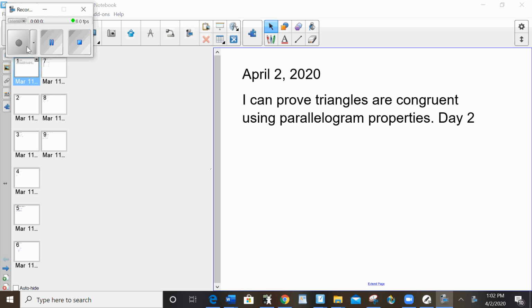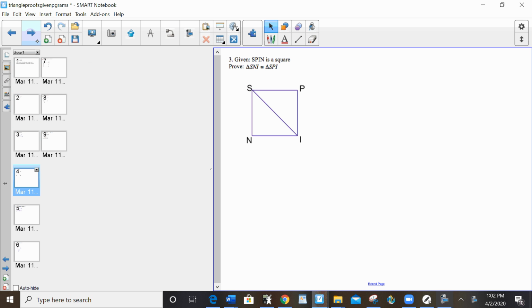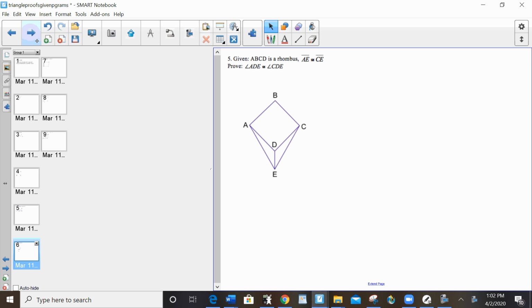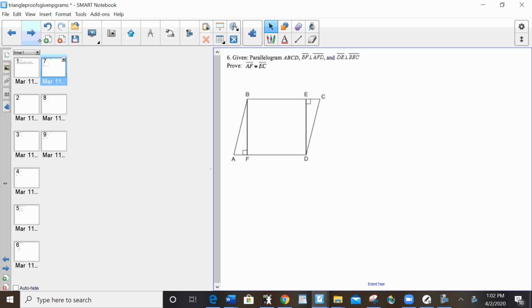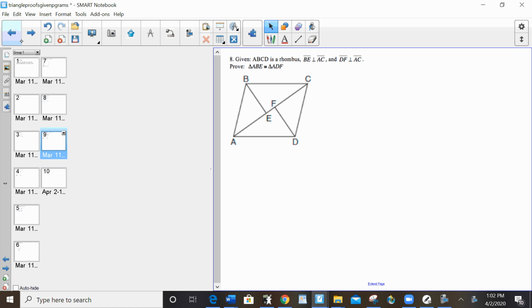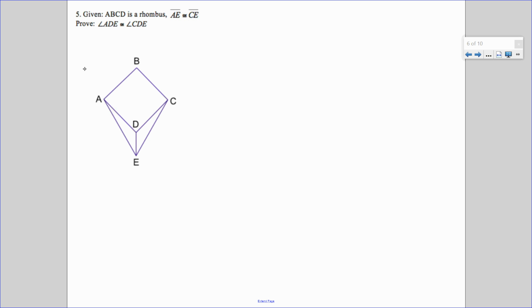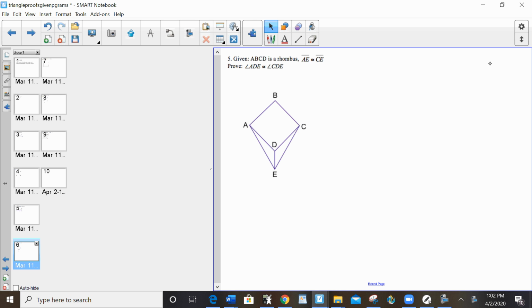Hello everybody, this is day 2 of I Can Prove Triangles Are Congruent using Parallelogram Properties. We did up to number 4 I believe, and now 5 through 8 will be today. I'll write one of them out, but outside of that I'm just going to mark the diagram and then I'll let you do it on your own from there.